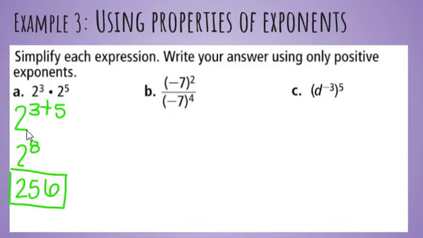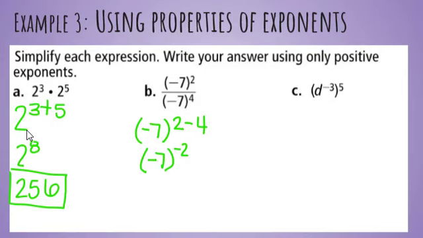And the second one, we have negative 7 squared divided by negative 7 to the 4th. So we're dividing like bases, so that means we're going to subtract our exponents. When you're subtracting, you're always going to do the top exponent minus the bottom exponent. So we have negative 7 to the 2 minus 4 power, which is negative 2.